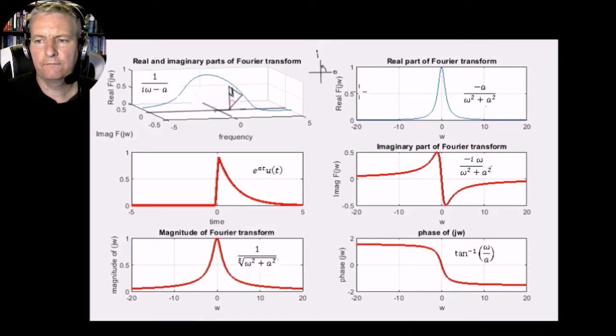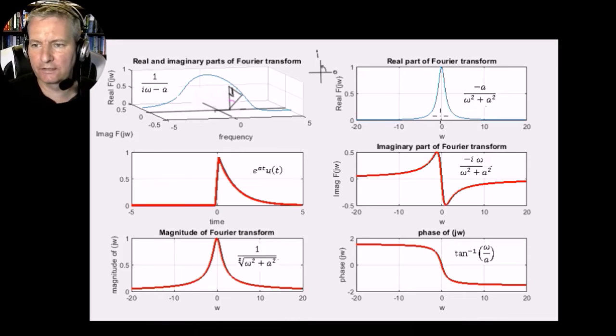Okay, so we have 6 figures here. This figure here is the function of time that we want to find the Fourier transform of, so that's our e to the at u of t. The top function here is the actual Fourier transform, which is 1 upon i omega minus a, which we just worked out analytically in the last slide. I've also split it down into the real even part and the imaginary odd part of this function. The real even part is given by minus a upon omega squared plus a squared.